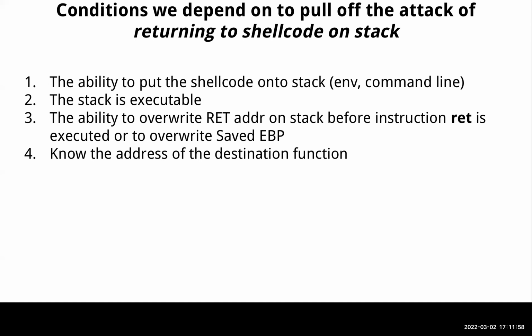So if we look at what conditions we depend on to pull off all those attacks, we can summarize at least 4 conditions. The first one is we need the ability to put the shellcode onto the stack. Either inject it in a buffer, put it in the environment variable, or command line arguments. But those are all on the stack. That's so far what we're doing. We're injecting code onto the stack.